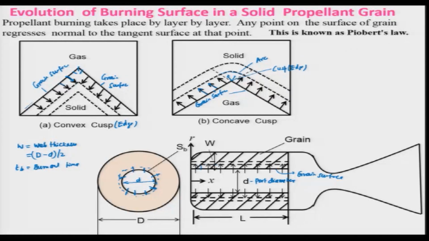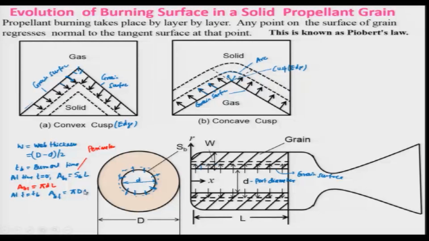So, if I want to find out what will be the burning surface area at time t equal to 0, that Ab1 will be basically the perimeter Sb into L, where Sb is the perimeter, and this Ab1 will be basically pi d into L. At t equal to Tb, that is your burnout time, I can say Ab final will be pi, almost neglecting the thickness of the combustion chamber, D into L.